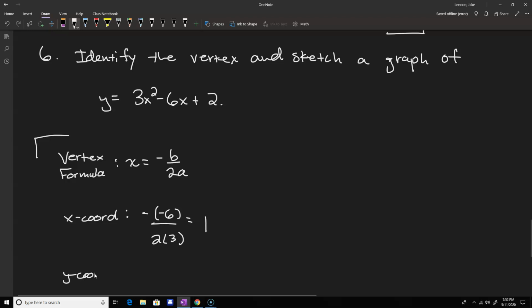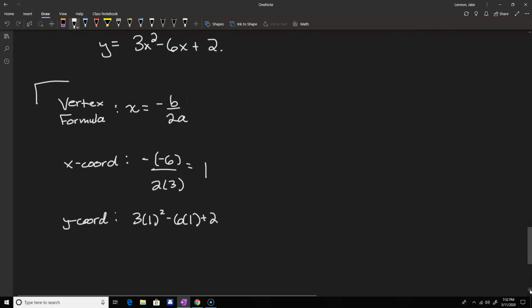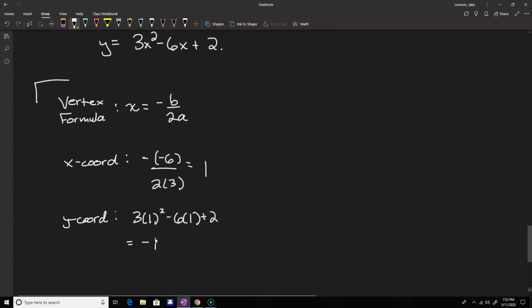The y-coordinate we're going to get when we plug in, so that's going to be 3 times 1 squared minus 6 times 1 plus 2. So the y-coordinate of our vertex is negative 1. So our vertex has coordinates 1 comma negative 1. The other useful point we might want to identify is the y-intercept. That'll usually give us another point. If you plug in 0 for x, you get 2 for y. So 0 comma 2 is our y-intercept. So now we can sketch the graph pretty quickly.